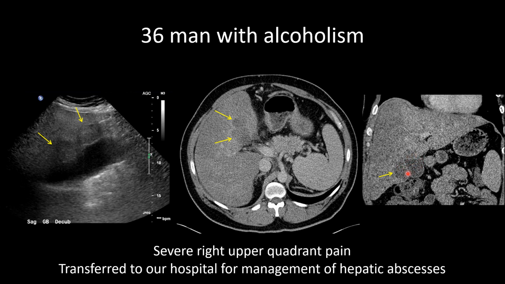Notice how well defined they are and the fact that they are somewhat exophytic and they have mass effect on the gallbladder. It's highly suspicious for neoplasm. The outside hospital thought that they were hepatic abscesses, which could be within the differential given their low attenuation and the right upper quadrant pain.